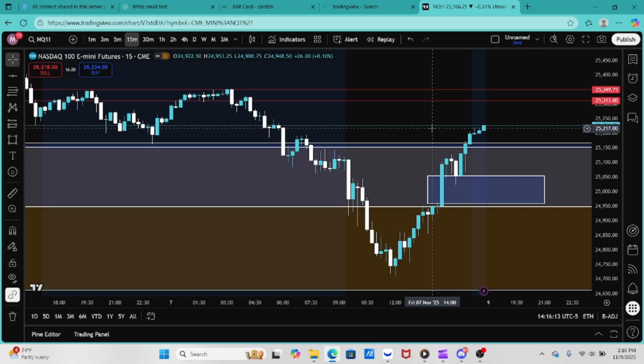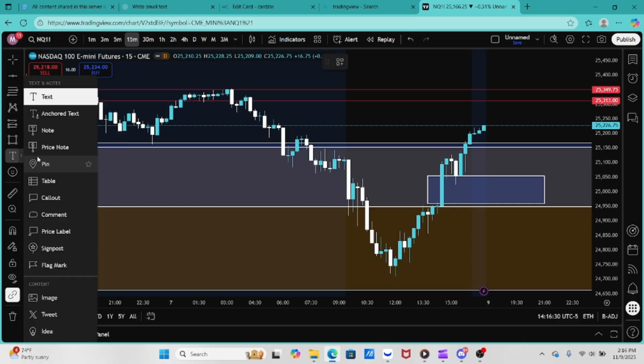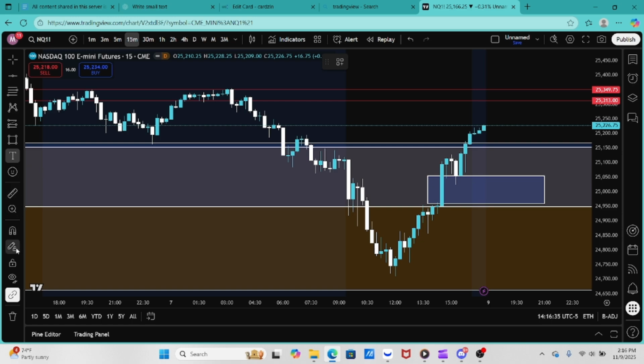What we don't want to see is if price comes back down, trades below this low, and then starts rejecting here. If you see something like this, let me see if they have a drawing tool on here. I might not. You can tell I don't use TradingView that much. Here, let's take a look. Let's just go to Webull.